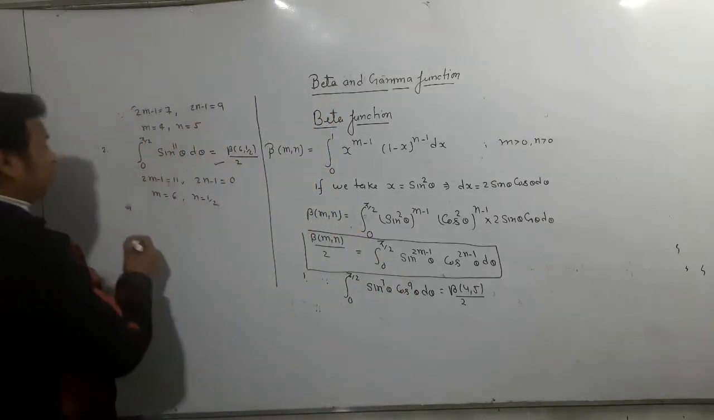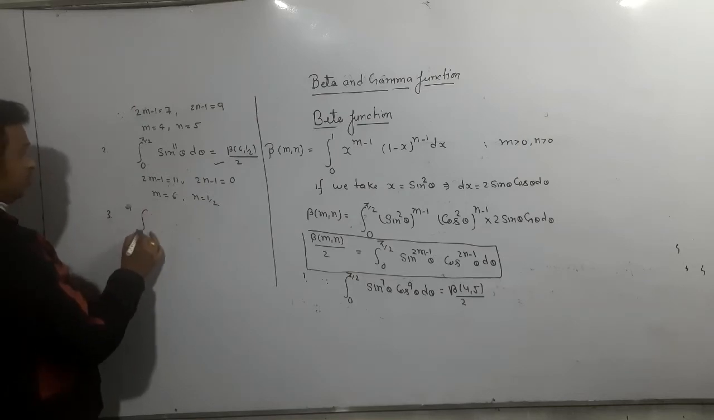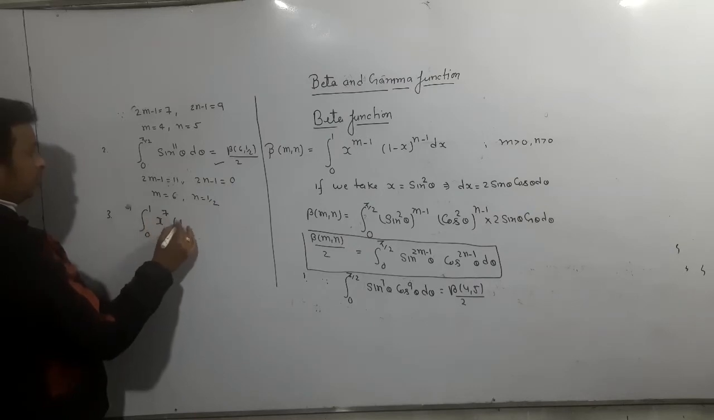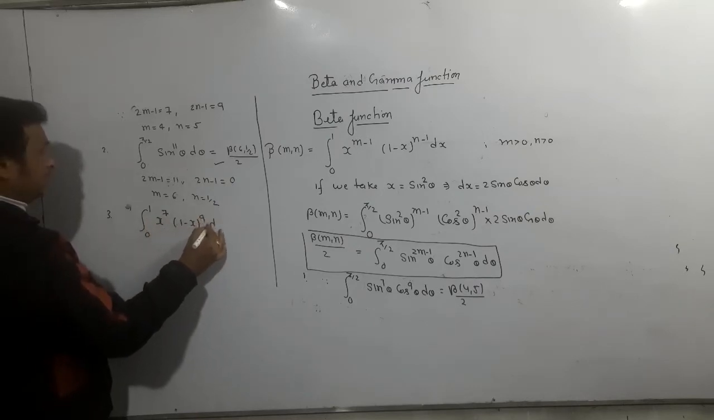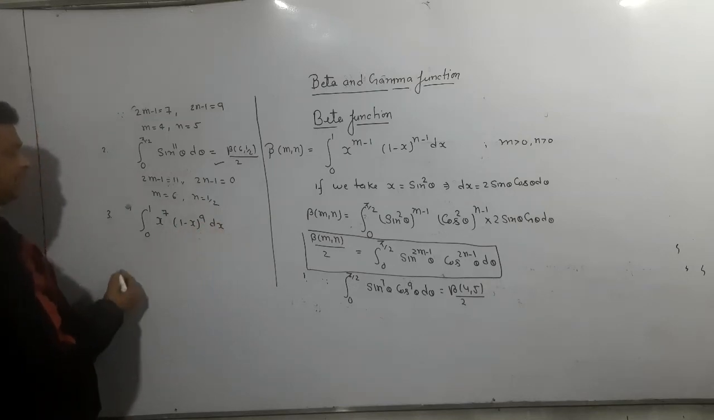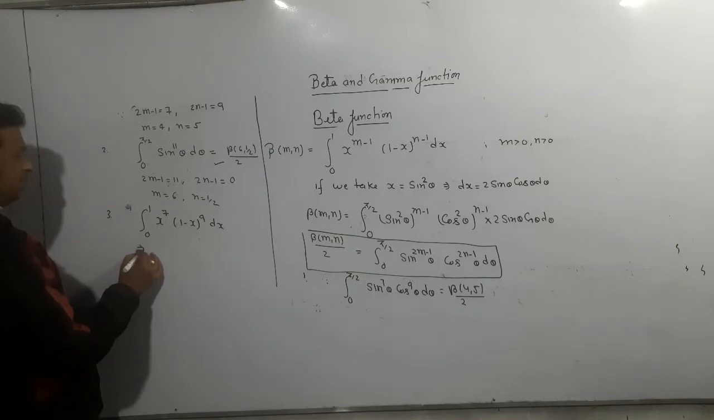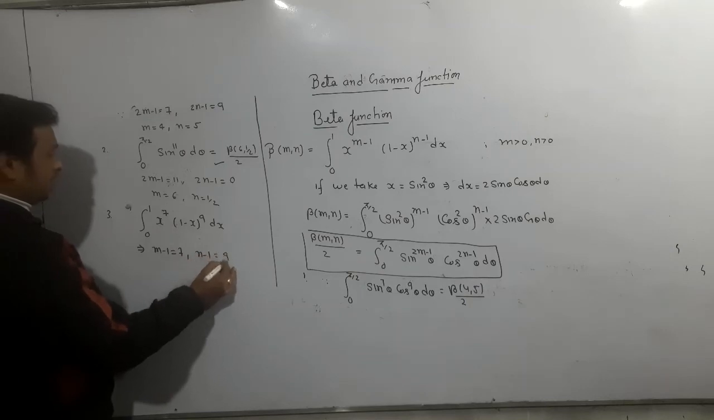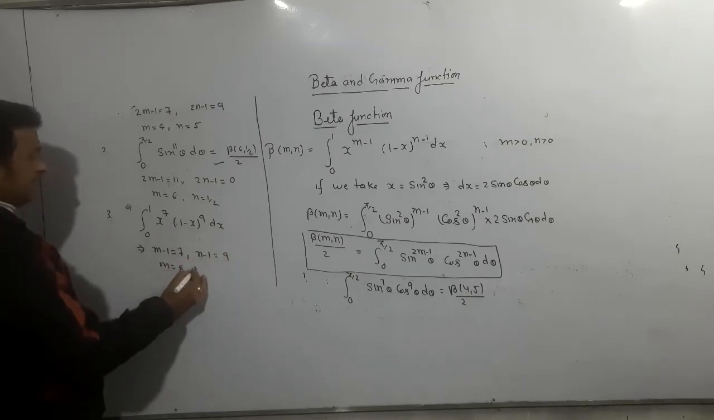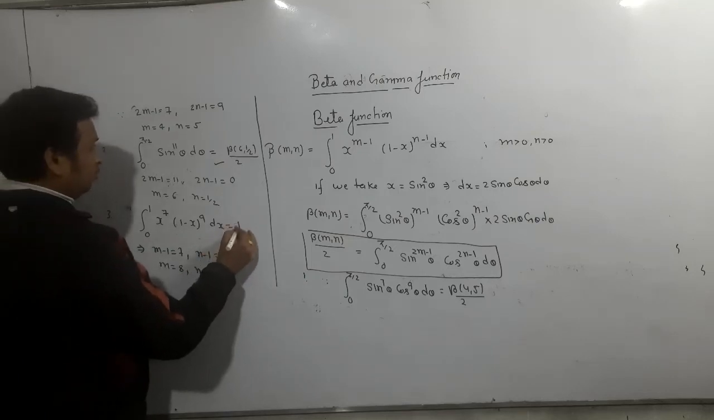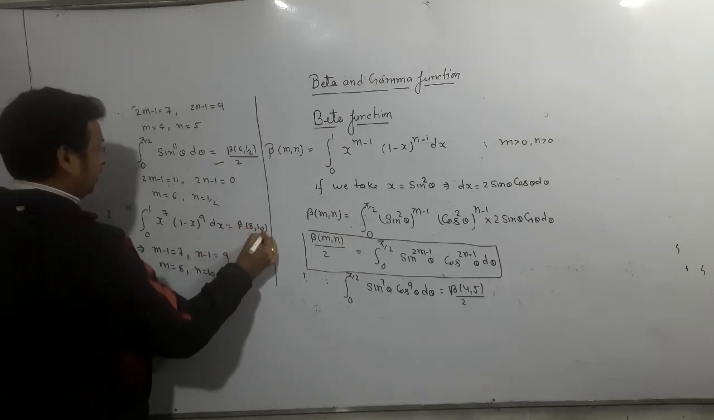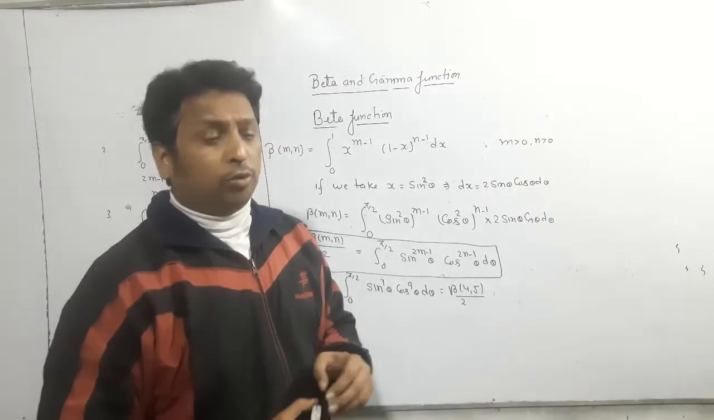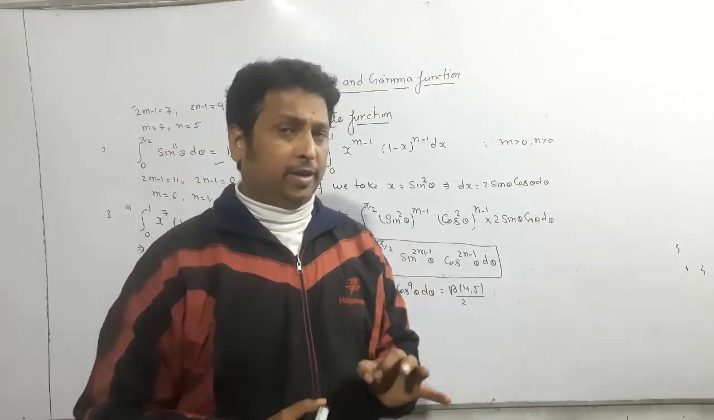Sometimes they will ask you this type of question: the integral from 0 to 1 of x to the power 7 times 1 minus x to the power 9 dx. How do we calculate this? This is again beta function. This implies m minus 1 is 7 and n minus 1 is 9. So m value is 8 and n value is 10. So this is equal to beta 8 comma 10. If you know this value, then it is very easy to tell the answer within a second. So this is the application of beta function in general integrals.